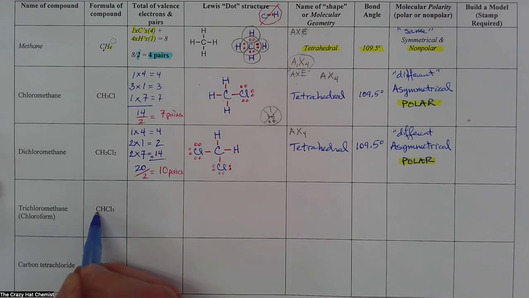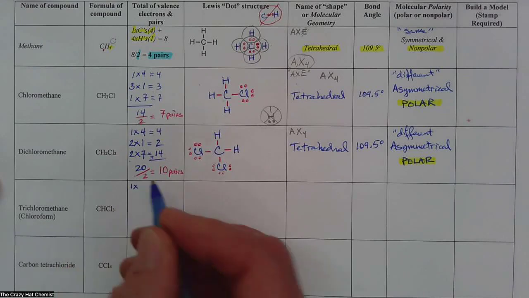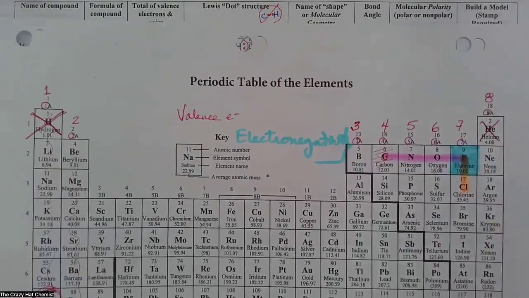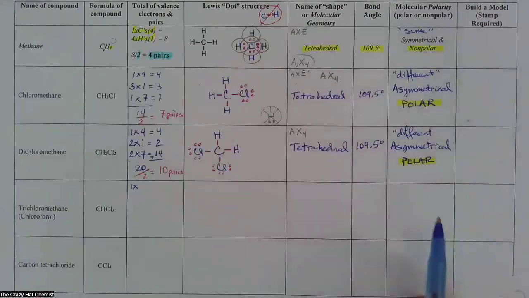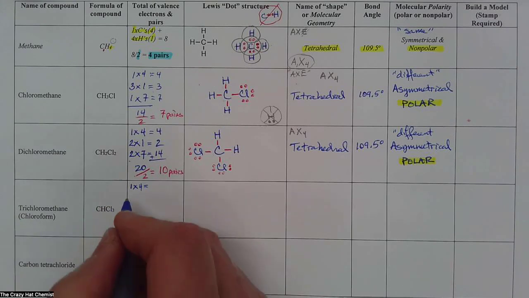So how many carbons do I have? I have one carbon. How many valence electrons in carbon? Four. So four equals. I got one hydrogen.